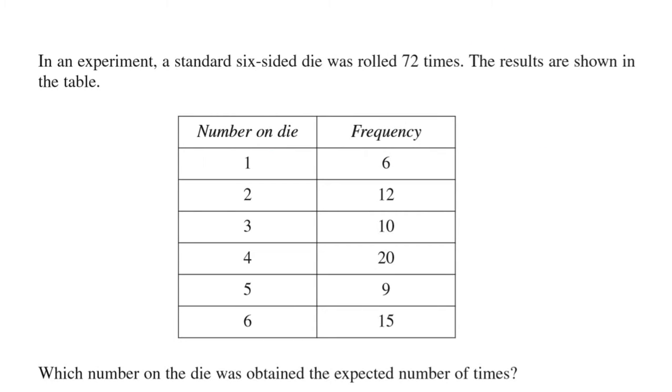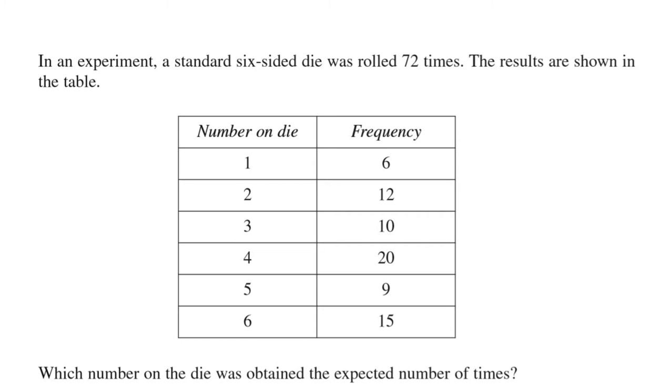Next question. In an experiment, a standard 6-sided die was rolled 72 times. The results are shown in a table. This is the score, the number on the die, 1 to 6, and frequency means the outcome. So 1 came out 6 times, 2 came out 12 times, 3 came out 10, 4 came out 20 times, 5 came out 9 times, and 6 came out 15 times. Which number on the die was obtained the expected number of times?